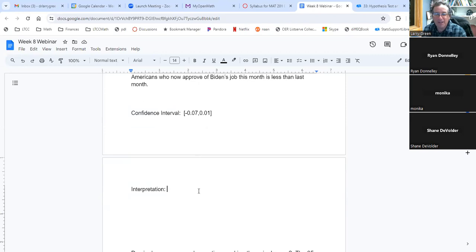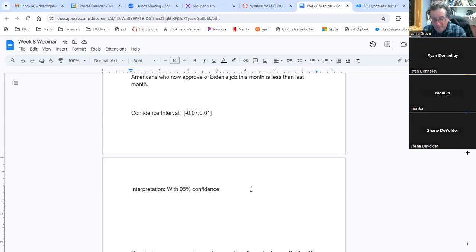Okay, now we need to interpret the confidence interval. This is not the same thing as interpreting the confidence level. This is the interval I care about. What's the first word to interpret the confidence interval? The main interpretation. Yeah, with 95% confidence, we have negative 0.07 and 0.01.